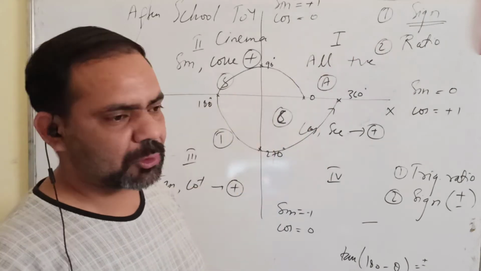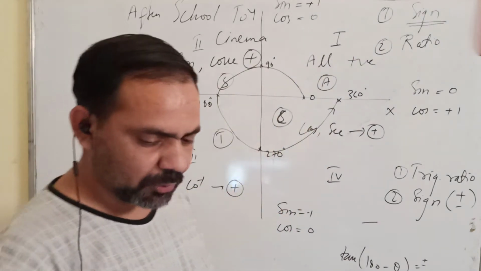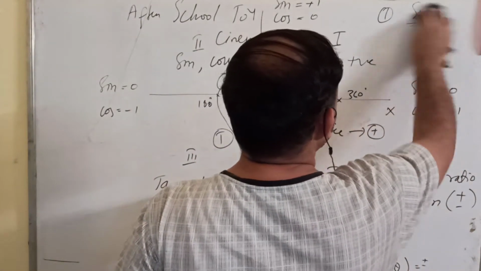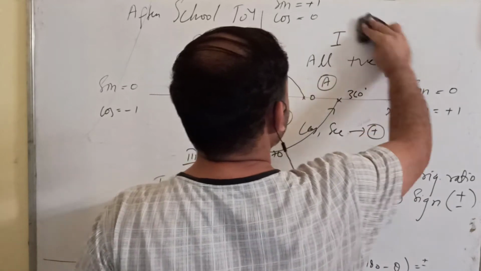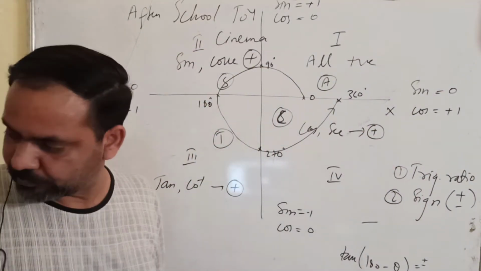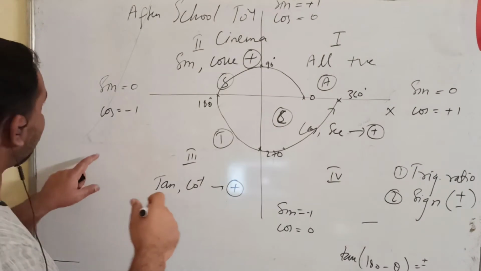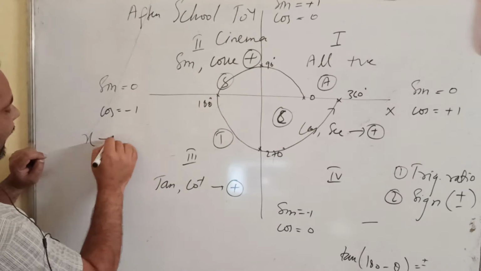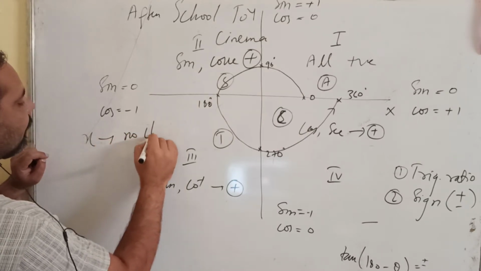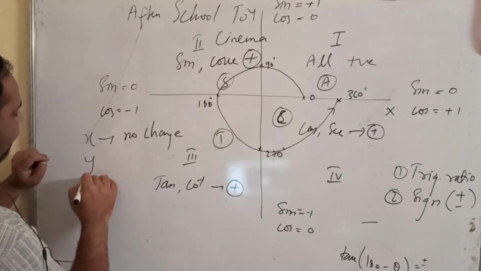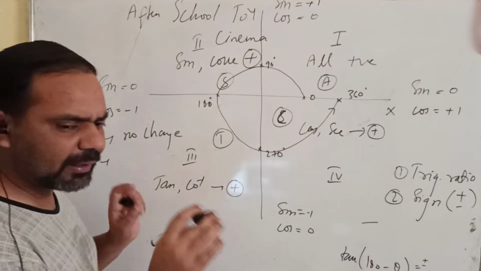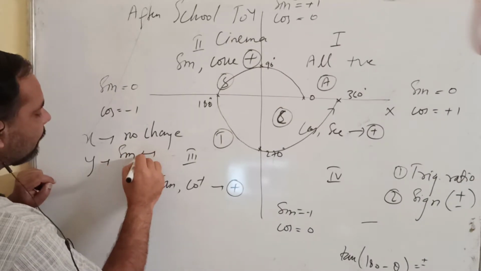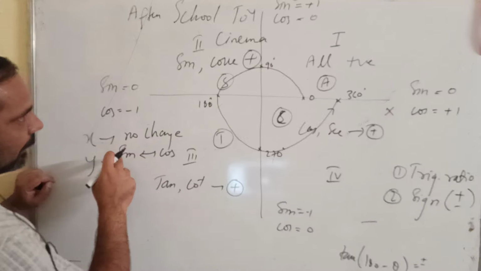Okay. Now the next step is to find out the ratio. For the ratio, I will again give you a rule. And that rule is, here I am writing the rule. Suppose if your x-axis is involved, if x is involved, then there will be no change. And if y-axis involvement is there, that I will tell you now. If y-axis involvement is there, then sine will become cos and cos will become sine.